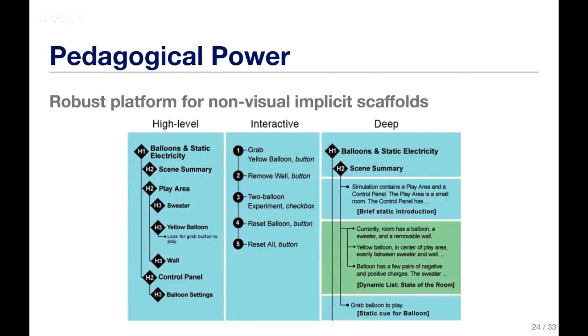And the content in the simulation also hints at productive paths when they may not be obvious. So in early interviews, the balloon was a little more complicated than the grab yellow balloon button, because it's a custom element, which I'll talk about a little later. So we put in a hint that said, look for grab button to play, to get students on the right path. And those might be good for other simulations with more complex interactions.